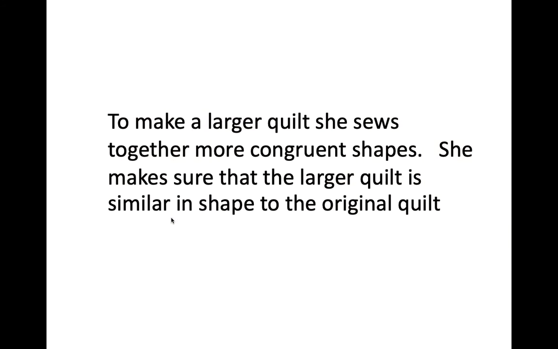Now, in this situation, to make a larger quilt, she sews together more congruent shapes. So rather than sort of enlarging everything, she's going to start with a square. That's one size, and then she's going to make it double the size and triple the size. And what we want to do is take a look at what the scale factor is as she enlarges her quilt, and then what the areas become. And we're going to record that in a table.